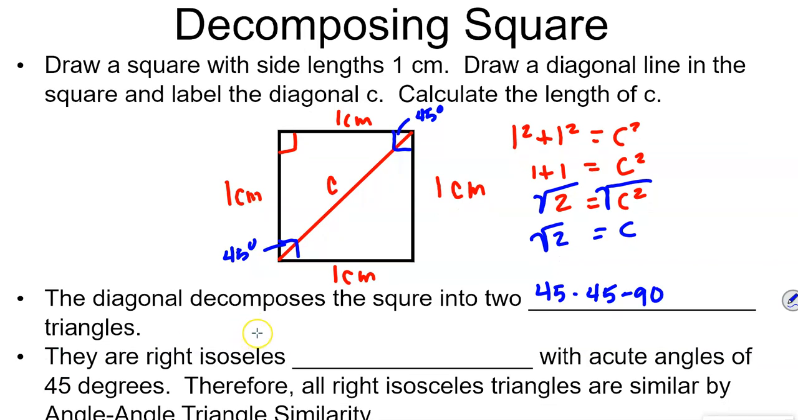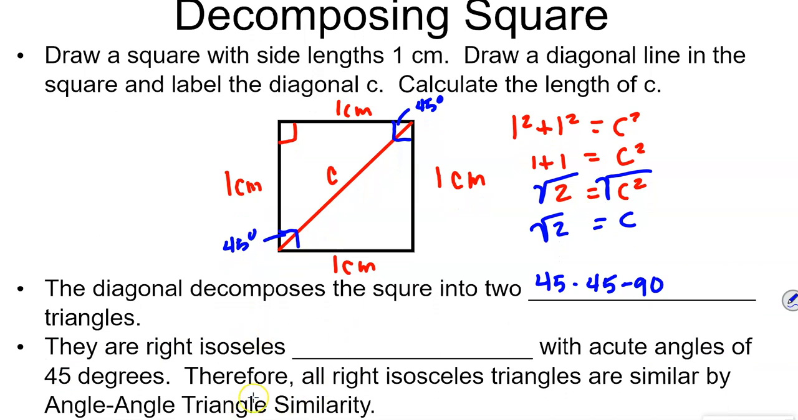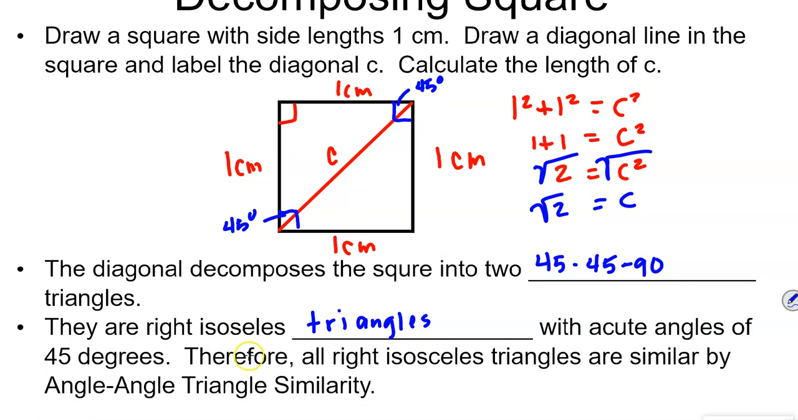They're right isosceles triangles with acute angles of 45 degrees. So these are right isosceles triangles. That's what we just formed when we put that diagonal there. Therefore, all right isosceles triangles are similar by angle-angle triangle similarity.